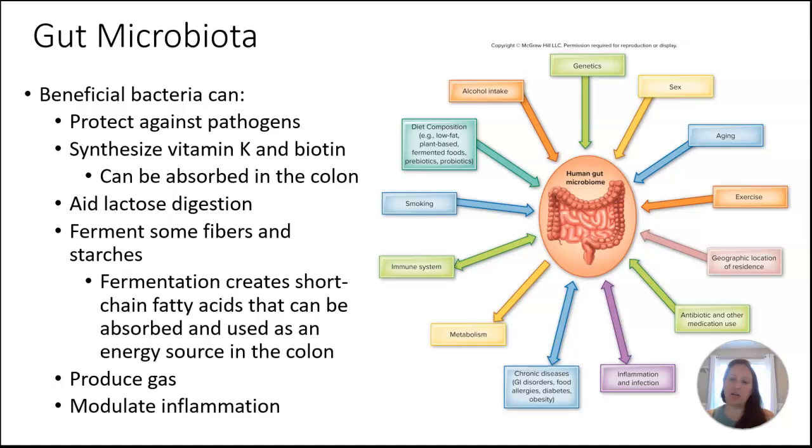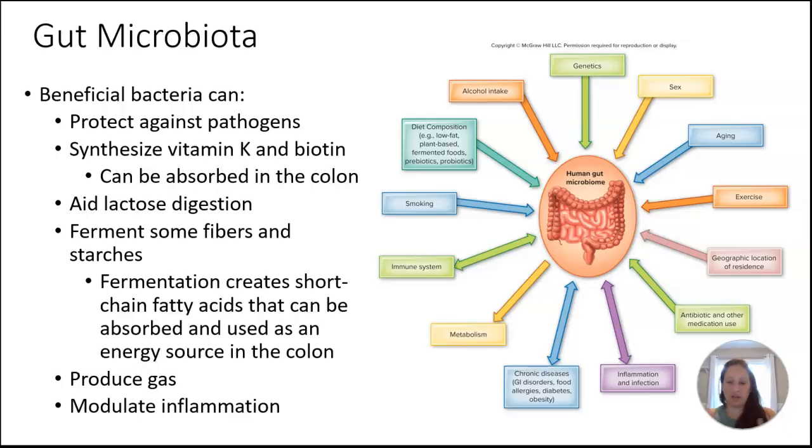And so in this picture here, these are all the things that can affect our microbiota or that the microbiota can also affect. Things like smoking can have a negative impact on our microbiota. Our diet, so having a low-fat, plant-based diet, high in fermented foods and pre- and probiotics would be beneficial. Alcohol intake, bad for the microbiota. Genetics, it depends on what your genetics are. Sex, aging, exercise, where you live, whether you take antibiotics or other medications, all of those things can affect the health of your gut microbiome.